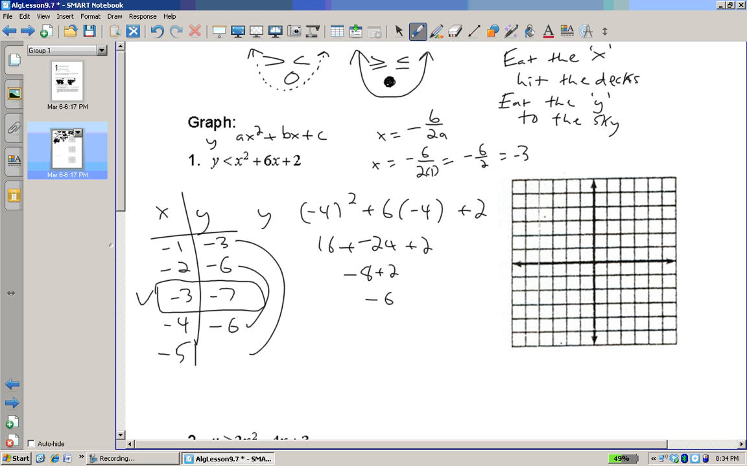And now, since this did work out, the symmetry is going nicely, we can go ahead and assume that this is negative 3. Now I'm just going to graph these 5 points: negative 1, negative 3; negative 2, negative 6; negative 3, negative 7; negative 4, negative 6; and negative 5, negative 3.